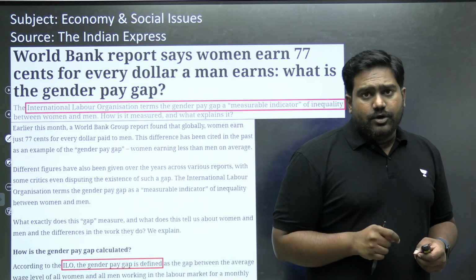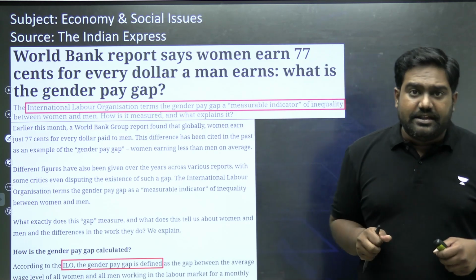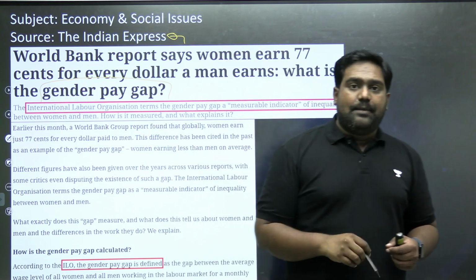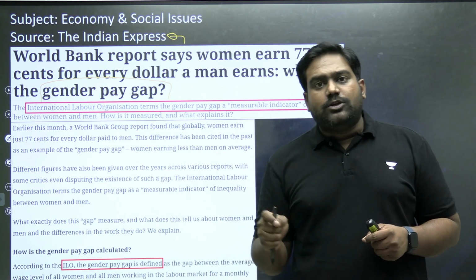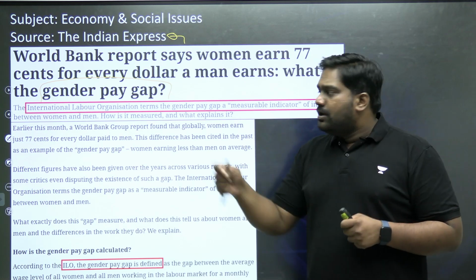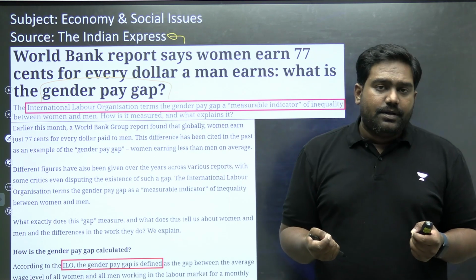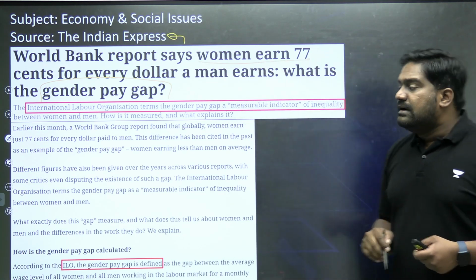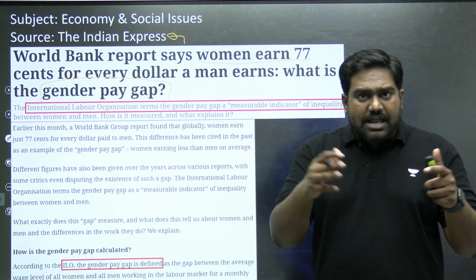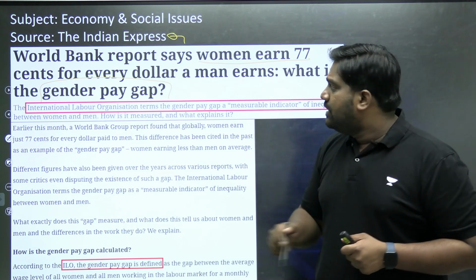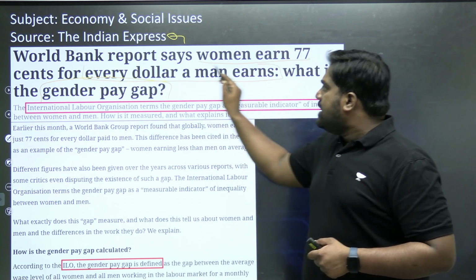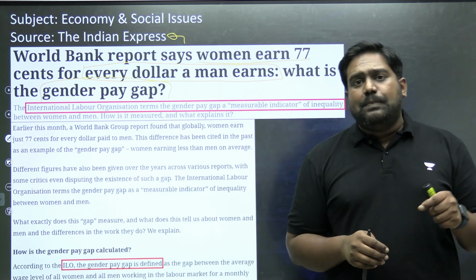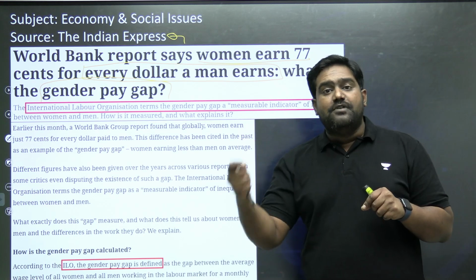See, this topic was in news because we had this important article in the Indian Express that was referring to the concept of gender pay gap. The World Bank has brought out a report carrying out an analysis on the concept of gender pay gap. According to this World Bank assessment, if women are earning 77 cents in the labor market collectively on average, men are earning $1. So clearly you can see a difference between the wages that are paid to men and the wages that are paid to women.